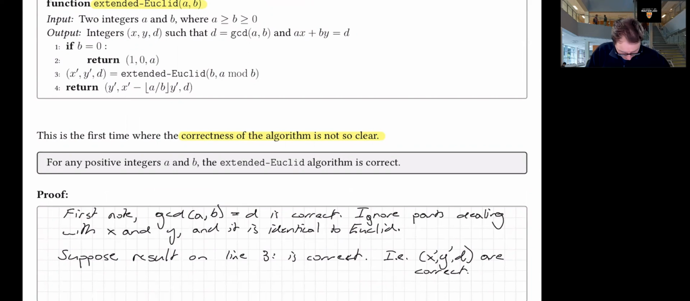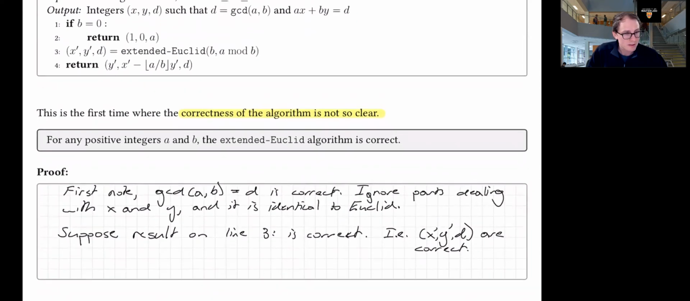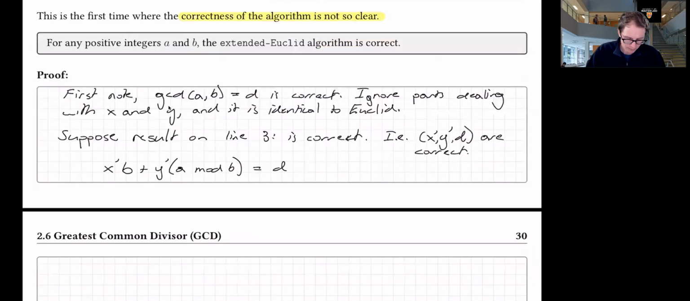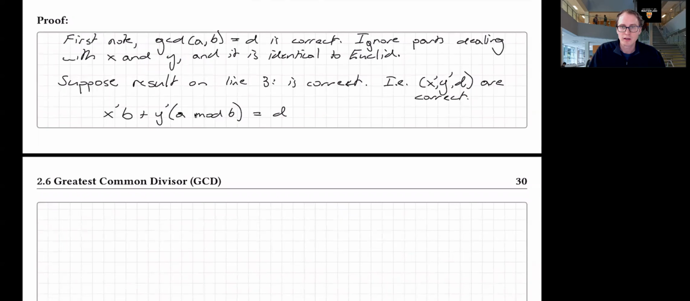Now, just that means that X prime multiplying B plus Y prime multiplying A mod B equals D. Right? That's just by the definition of what the extended Euclid does. Right? X prime times the first argument plus Y prime times the second argument has to equal D.